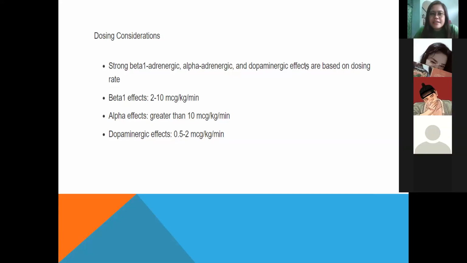So do not forget class ha sa dosing considerations. This one is the intermediate dose, so beta 1 mao na nga sa heart. And then this is the high dose, so 10 micrograms per kilograms per minute. Mao na nga there is vasoconstriction kasi the effect of dopamine will be on the alpha receptor. And for the low dose, 0.5 to 2, dopaminergic siya mao na nga sa kidneys. Kasi remember, dopamine 1 receptor is most likely found sa kidneys. Okay, that's just a review.